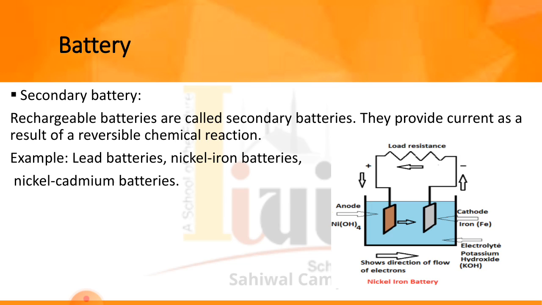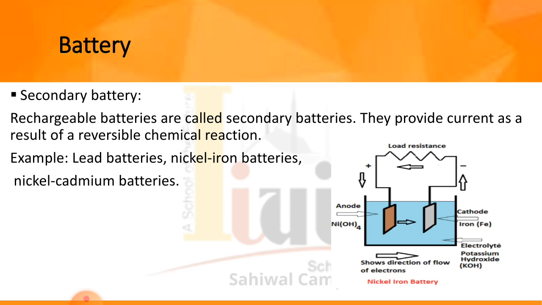Here you can see a diagram that shows a nickel iron battery. It contains an anode and a cathode. For example, we have two separate anode and cathode, and current flows from the anode to the cathode. The cathode is made up of iron and the anode is of another material, and this shows the direction of the flow of the electrons. So this is basically a nickel iron battery.